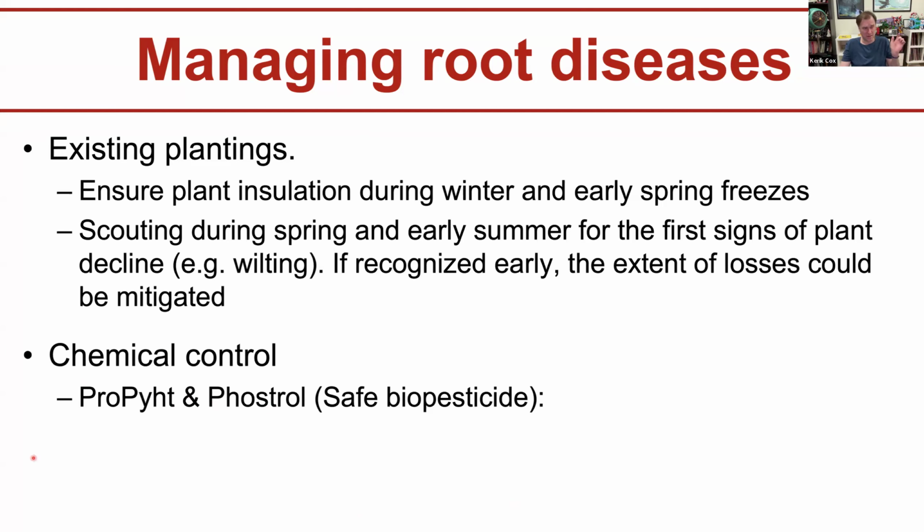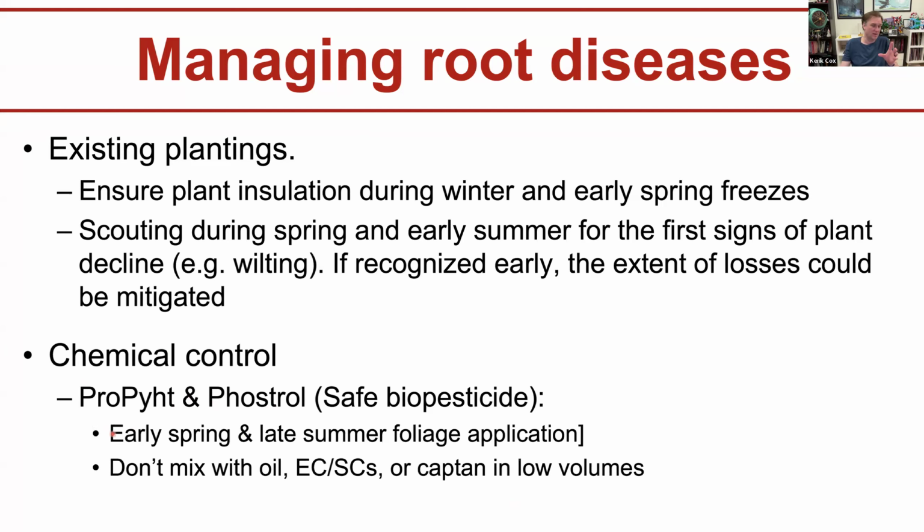And how do you use this? Usually you have to wait till the green tissue is out because they are translocated. So you apply Profite, Phostrol, or Rampart to the foliage once every 30 days, and it gets translocated. Be careful if you mix these things with oils or ECs, SCs. ECs are usually worse than SCs, or Captan. I've injured a lot of crops with Captan and phosphorous acid fungicides.